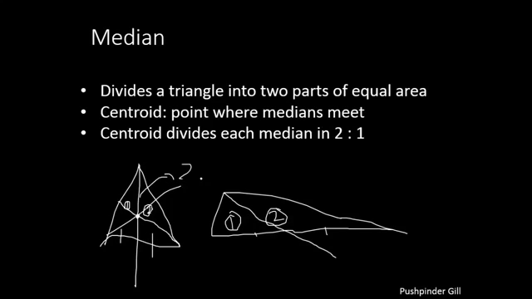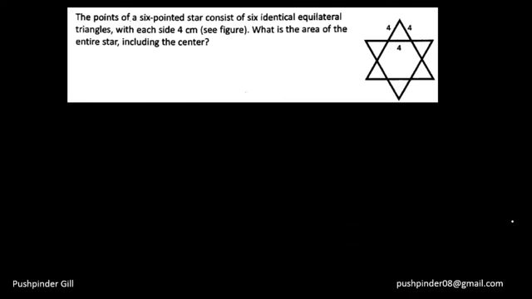It cuts each median in 2:1. Not that important, guys. On a scale of 5, this holds an importance of 2, but you need to know this. You need to have an exhaustive view of triangles, so that's why I've put it here. So the median divides a triangle into two parts of equal area, the centroid is where all the medians meet, and the centroid divides each median in 2:1, just the way you saw in an equilateral triangle.